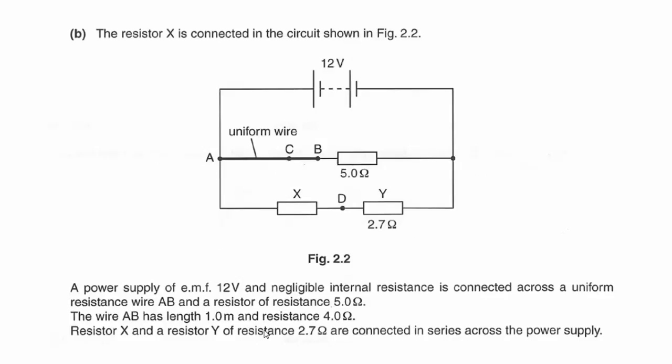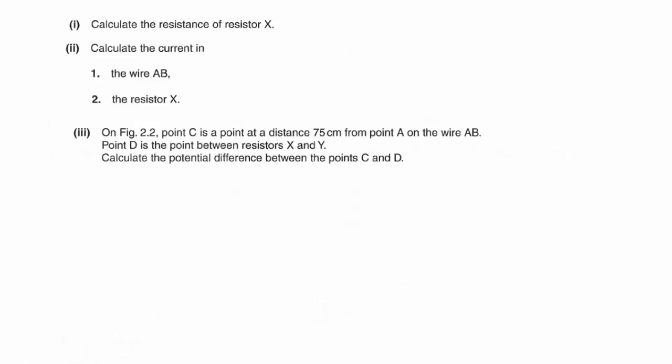In Part B, you are told that resistor X is now placed in a circuit, and in the parts that follow, asked to make calculations on resistance, currents, and potential difference. Let us now look at the question in detail.